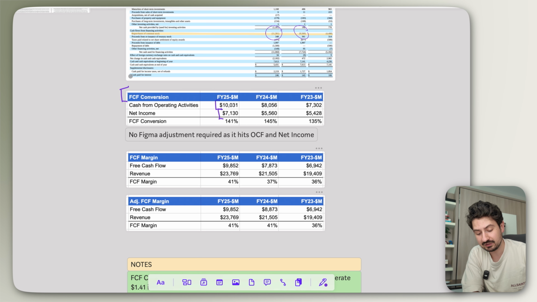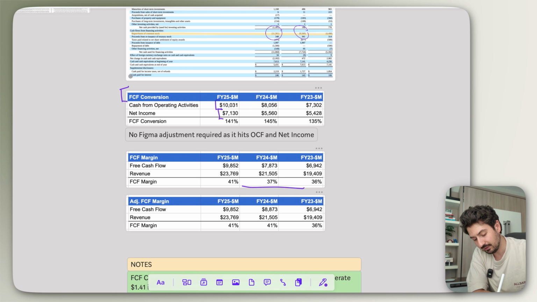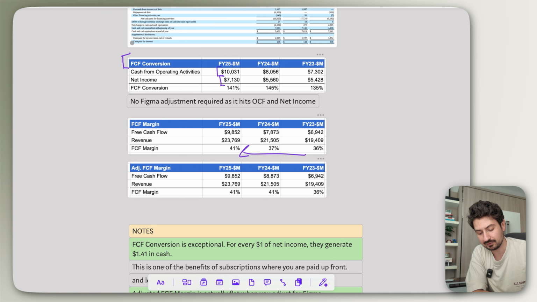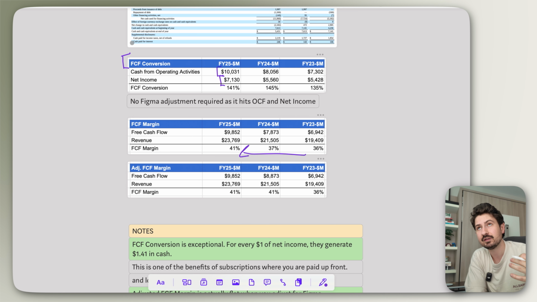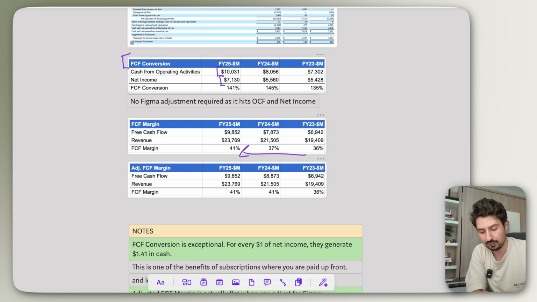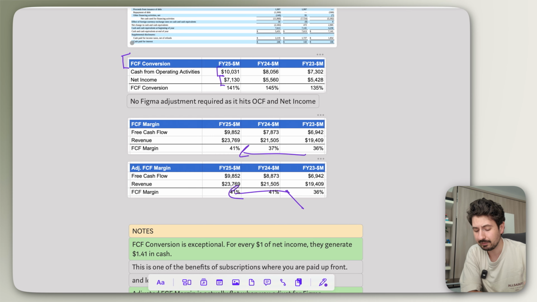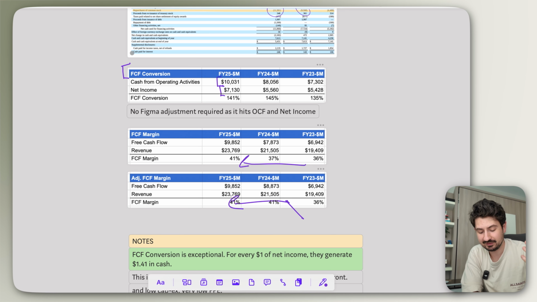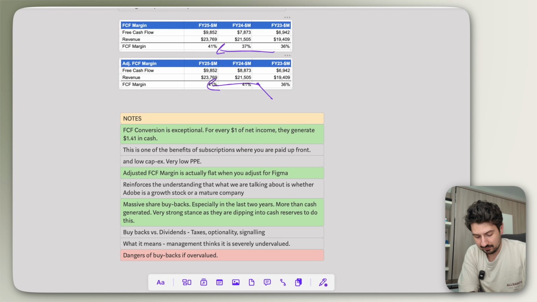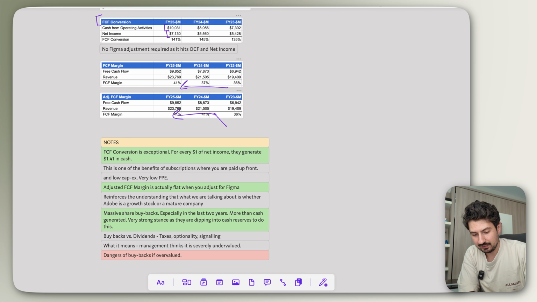Their free cash flow margin, this is the percent of revenue that free cash flow is. Again, 41% and increasing. And then the adjusted free cash flow margin, this is me taking the Figma acquisition portion out of it. So basically, instead of it just being up the whole time, it's up in FY24 and then flat in FY25. So again, something to keep in mind, it's not growing, it's not as positive as it looks necessarily, but it is still super strong. Okay, I don't think we need to go over that because I've already explained it.